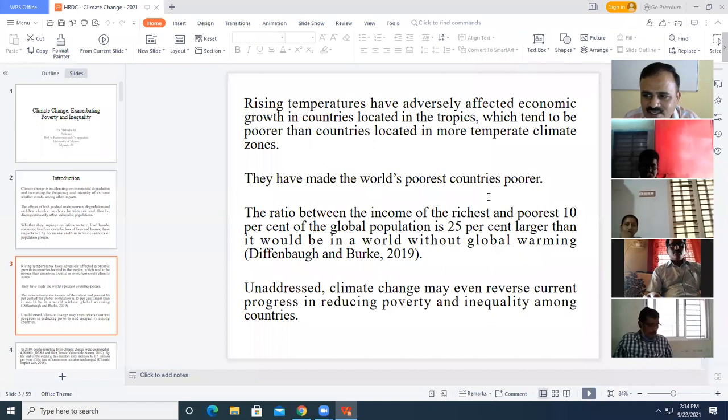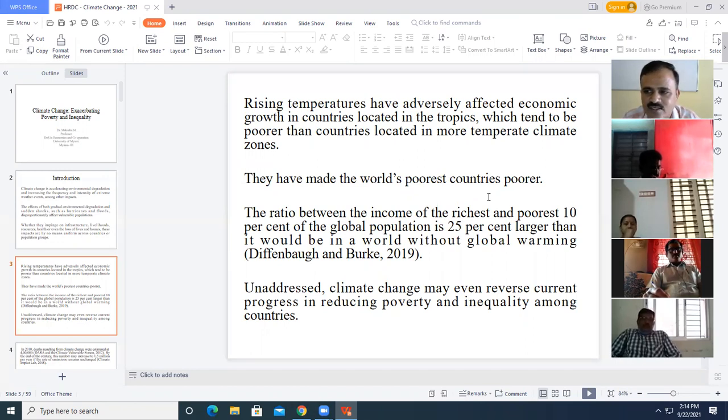So this is the estimation or calculation by one of the studies. It is one quarter of the difference between the richest and poorest income groups, that is 25%, and it is because of climate change. If there were no climate change or global warming, this 25% of the income gap between the richest and poorest 10% would not be found.